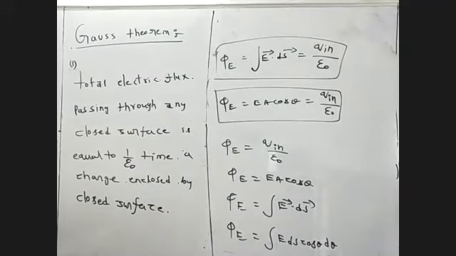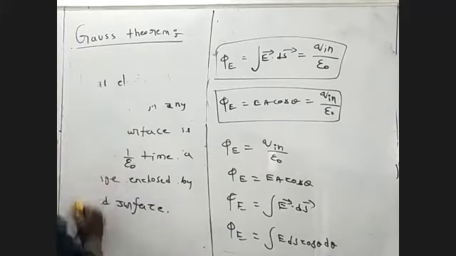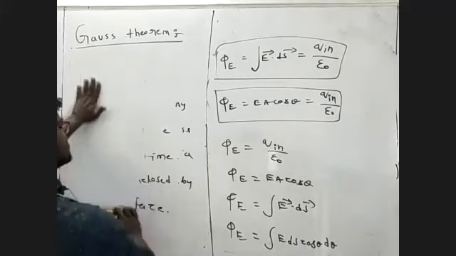Now this is how we have the formula. That is our formula. Next, note. This is the statement of Gauss theorem.